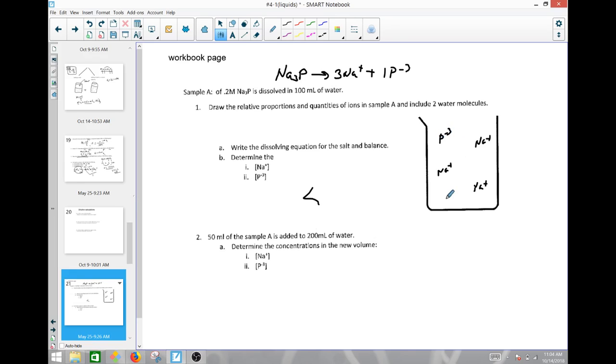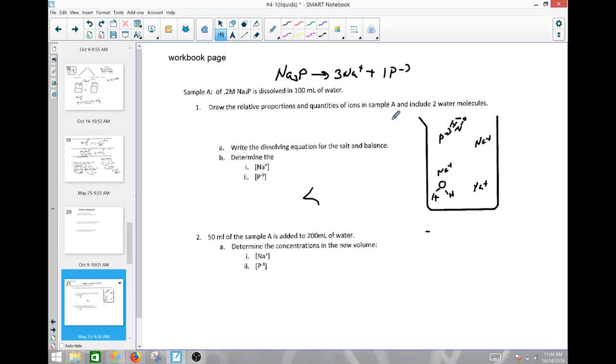So just add some water molecules. So 2 water molecules. So I'd want to draw the water molecule probably like this. That's a partial negative by a positive. And I guess I could draw this one showing the hydrogen. And it doesn't say to label any forces or anything like that. So there we go. Write the dissolving equation for the salt.